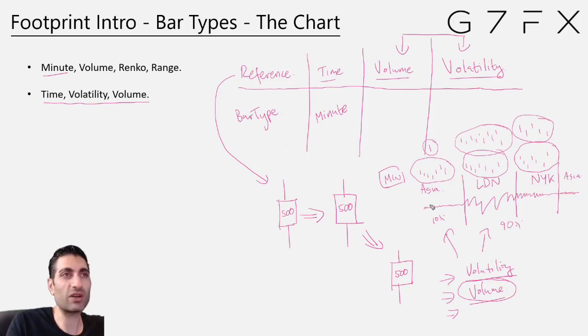Because guys, if Asia prints only 1,000 contracts, or as we said here, 500 contracts, me looking at all these bars on a 5 minute is a waste of my time. It's not telling me anything. I want to know information where people are transacting, and I hope that's obvious now.